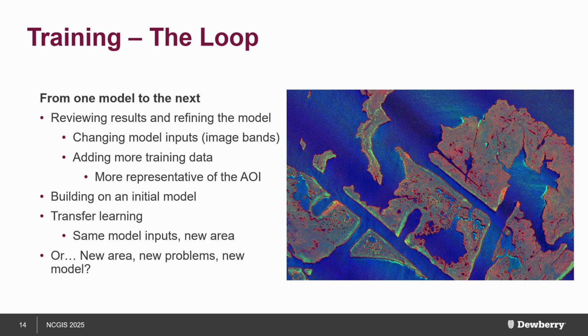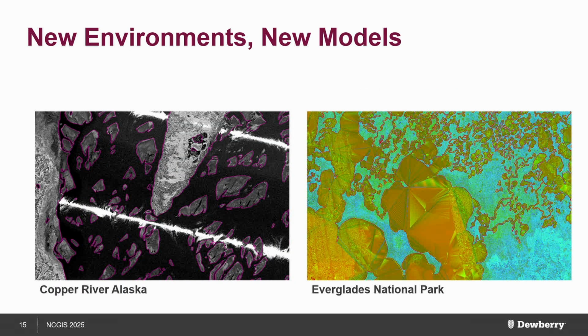Like I said, the 350,000 examples wasn't really that crazy of a data set. It sounds like a big number, but in deep learning, more training data is better. Eventually the curve levels off, but it's hard to get to that curve. But then you can build on an initial model. You can use transfer learning. You can take the same model inputs and try to apply it to a new area. Or maybe you're in a new area and there are new problems and you need a totally new model for the same objective, which is an example I have here. So we've run this process in Everglades National Park, which has incredibly complex hydrography.